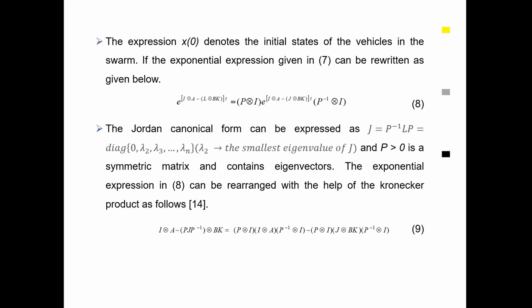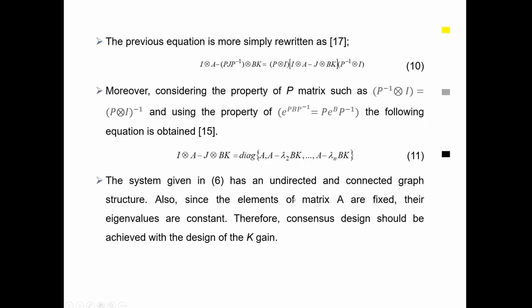The exponential expression given in 8 can be rearranged with the help of the Kronecker product, which can be rewritten as in equation 9. After that, we can rewrite equation 9 more simply, which is given in equation 10. Here, by using some properties of P, such as P^-1 Kronecker product unitary matrix equals P Kronecker product I^-1, and also the exponential property of this exponential expression, equation 11 can be written more clearly.